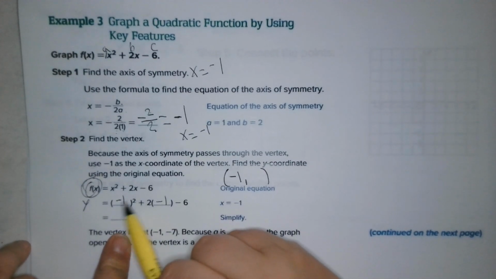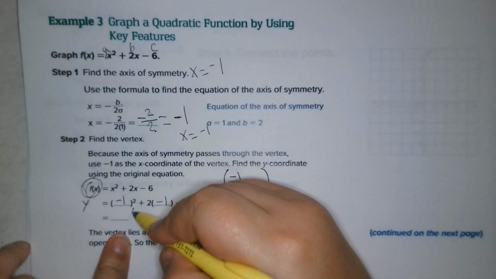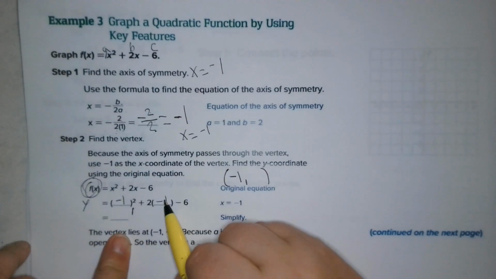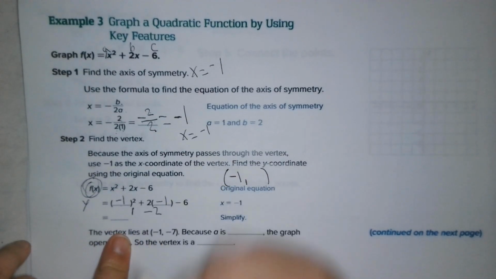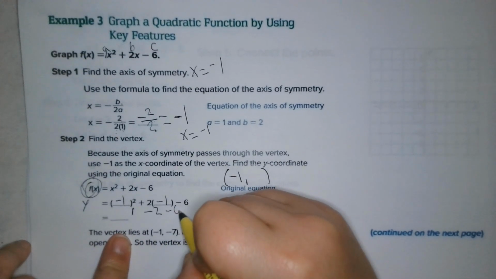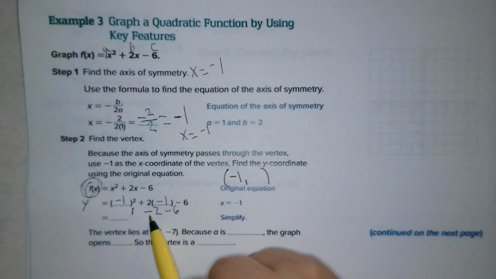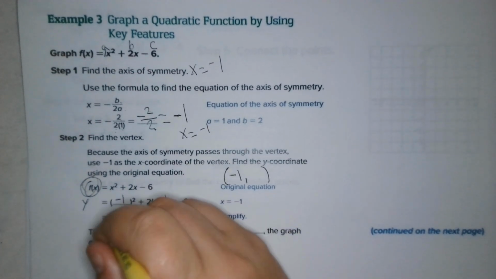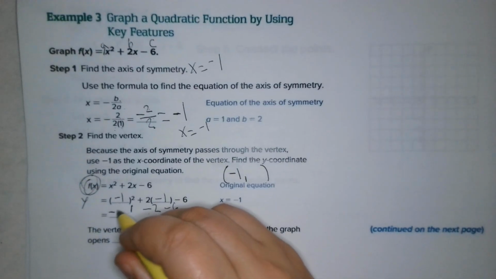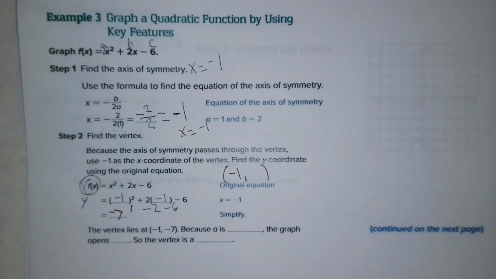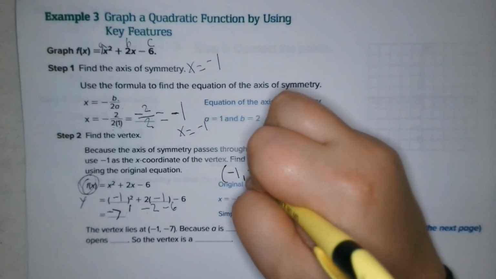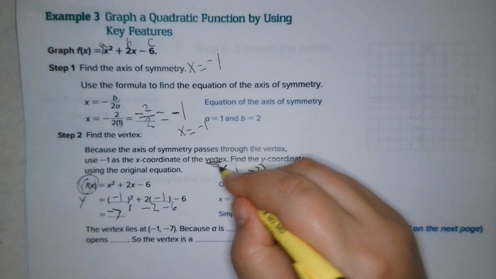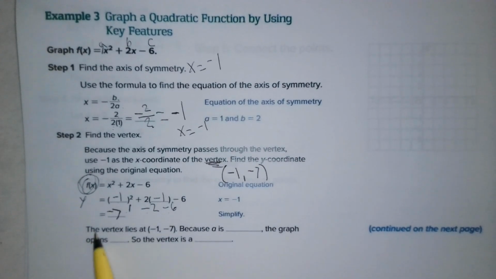Negative 1 to the second power, so negative 1 times negative 1 is positive 1. 2 times negative 1 is negative 2, and I'm going to bring down that negative 6. 1 minus 2 is negative 1. Negative 1 minus 6 is negative 7. So negative 7 will be my second point in my vertex here. So the vertex lies at negative 1, negative 7.